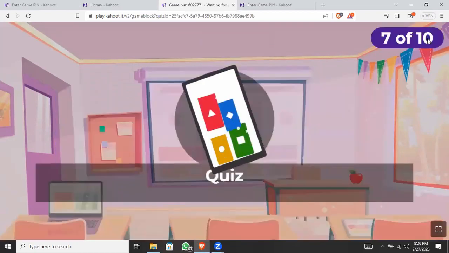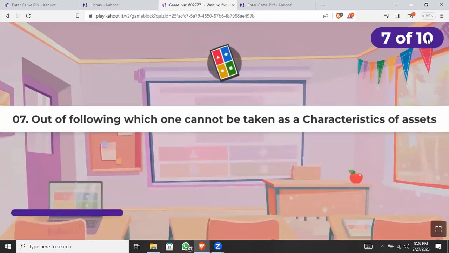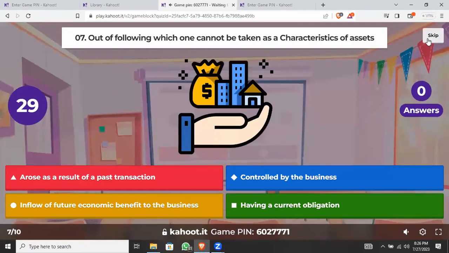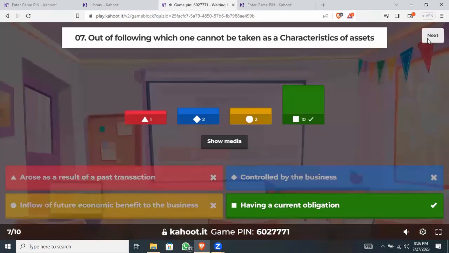Let's move to question number 7. Out of the following, which one cannot be taken as a characteristic of assets? Carefully go through the statements and select the correct answer. Time is over. We'll see the correct answer.